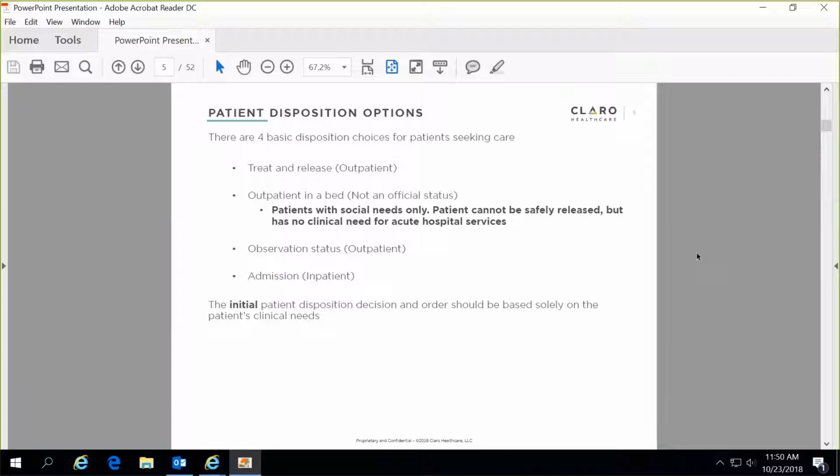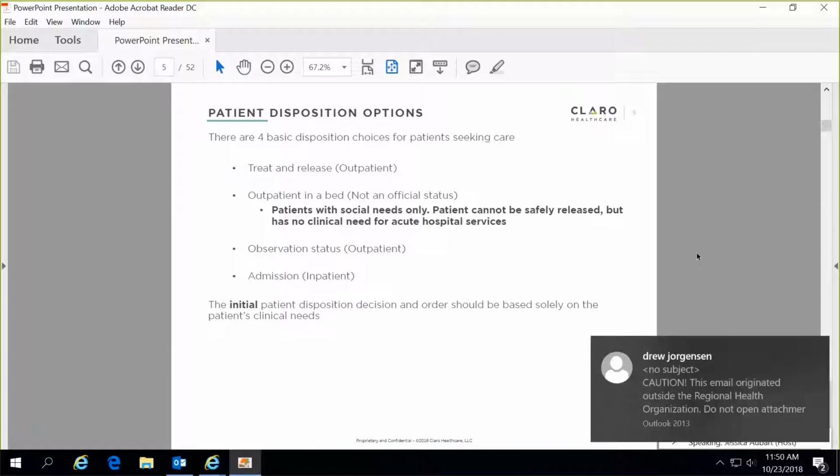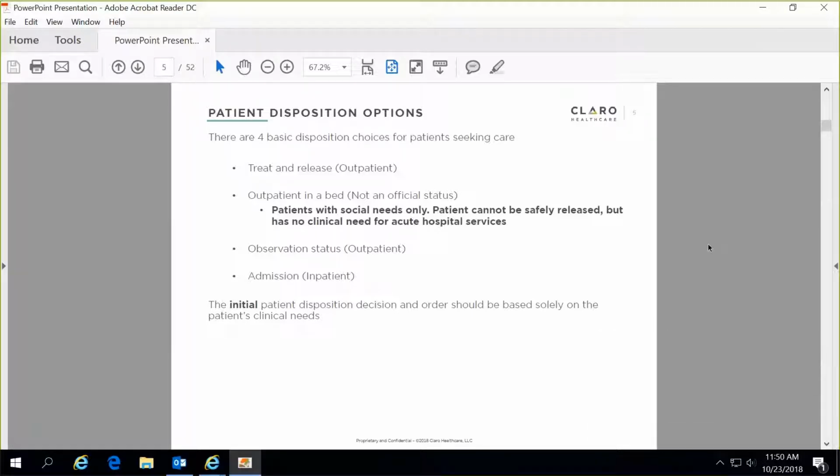Observation status, we have set standards for that. And then if the patient should be an inpatient admission. So the initial patient disposition and decision is solely based on the clinical needs of the patient. And then it will be that provider to determine that. It's not going to be InterQual.